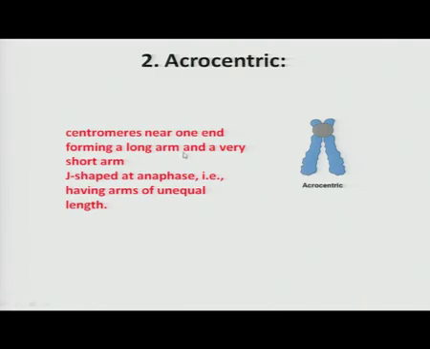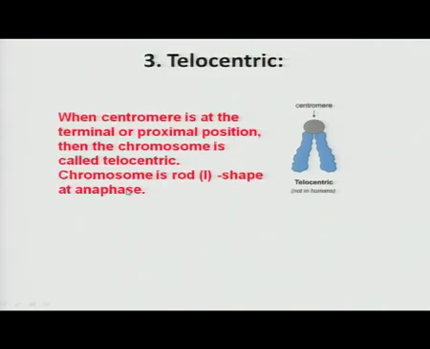The one arm of the chromosome is a little bit smaller than the other arm, and because of that they appear J in shape. Next is telocentric. The centromere is present at the proximal, terminal ends of the chromosome, which gives an I shape to the chromosome, and this is called telocentric.